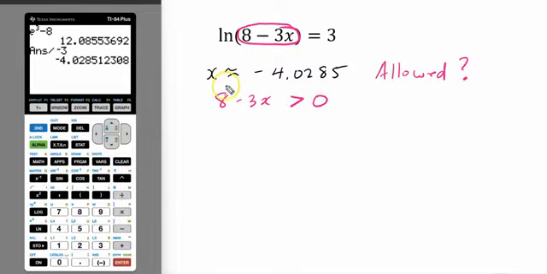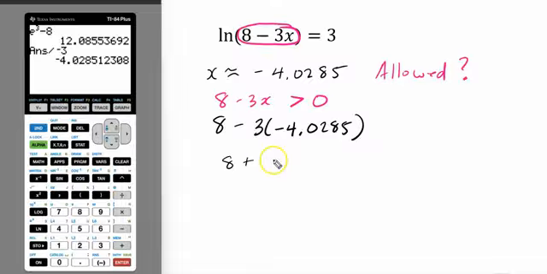So I'm going to substitute x into there, my approximation. So if my approximation is allowed, then the exact answer will be allowed too. Now, the only thing we need to know here is when you multiply two negative numbers together, you get a positive number. So you're going to have 8 plus something, a positive number, and that's going to be greater than 0. And so it's going to be positive and it will be allowed.